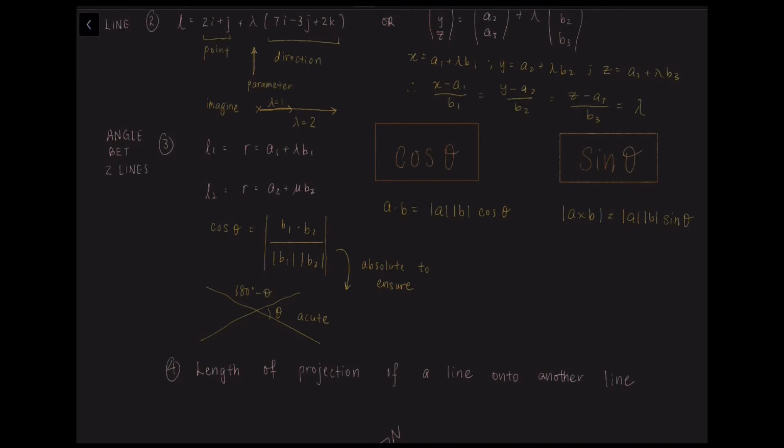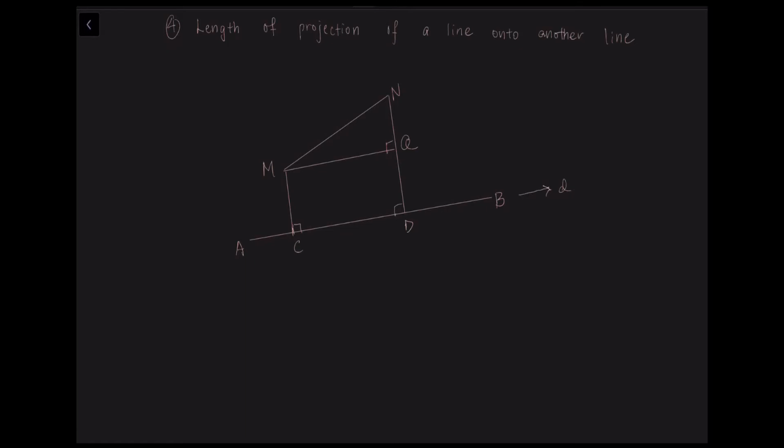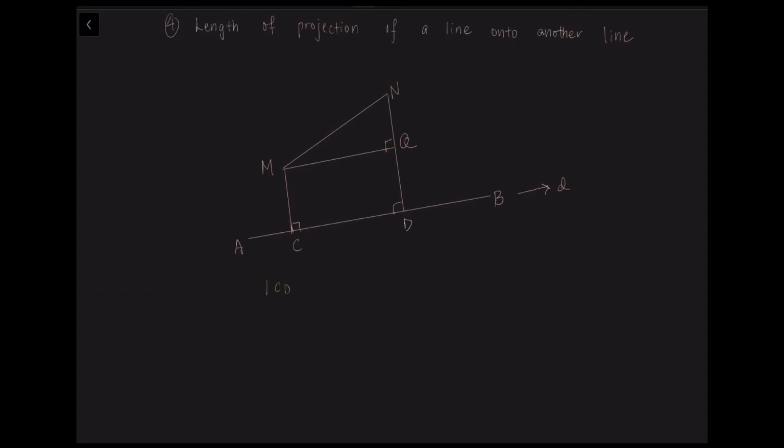Next, let us look at how to find the length of projection of a line onto another line. So in this diagram, the length of projection of the line MN onto the line AB is given by the length of the line CD. So pay attention to the diagram. The line passing through the points A and B can be represented by the equation r equals a plus lambda d, where d is parallel to AB.